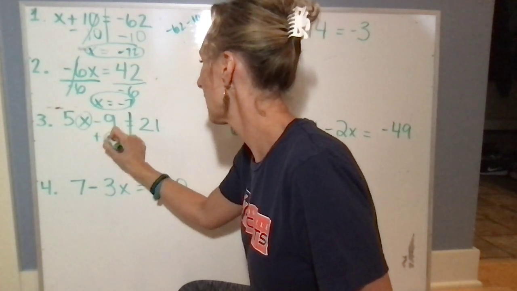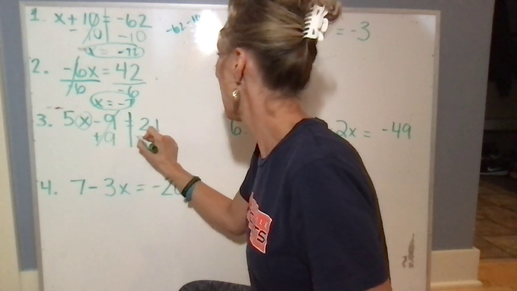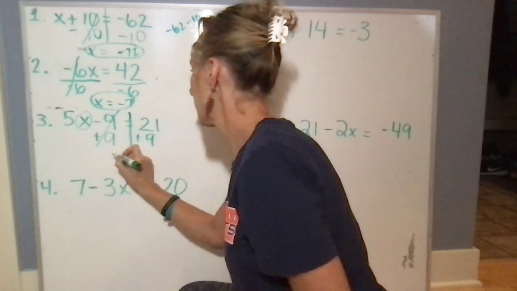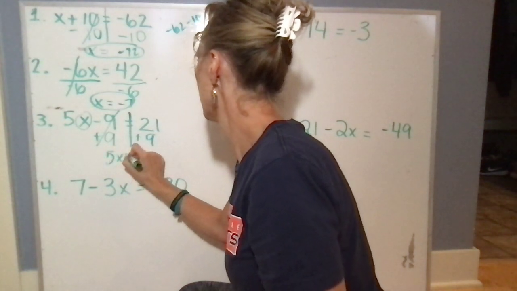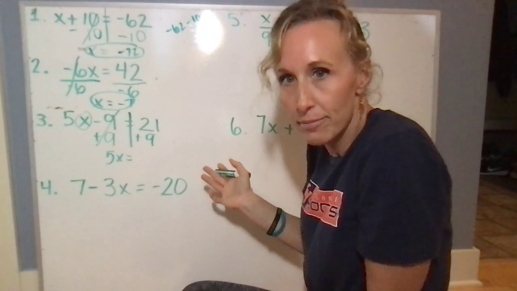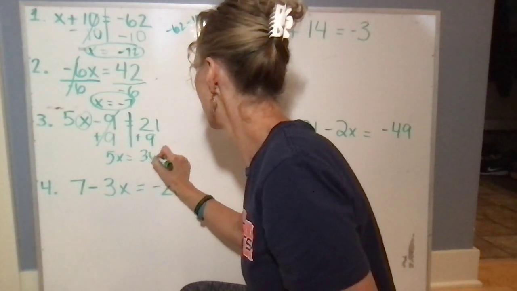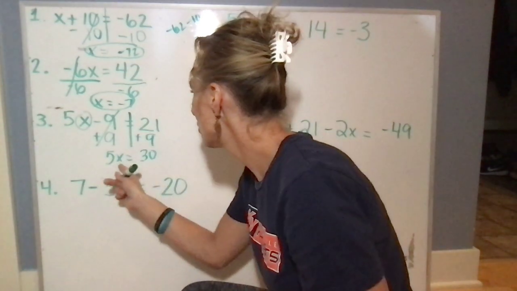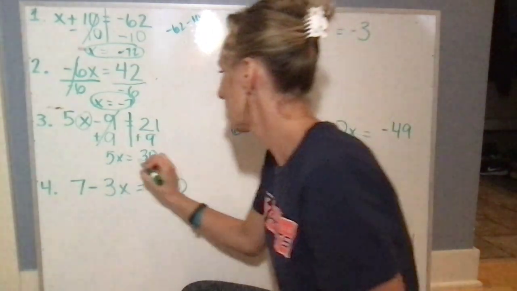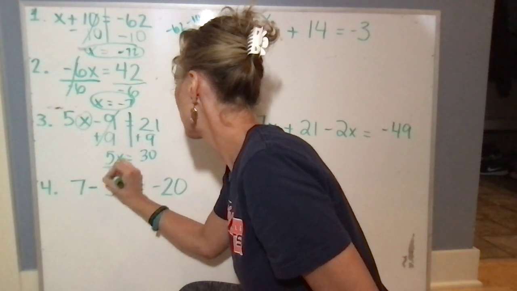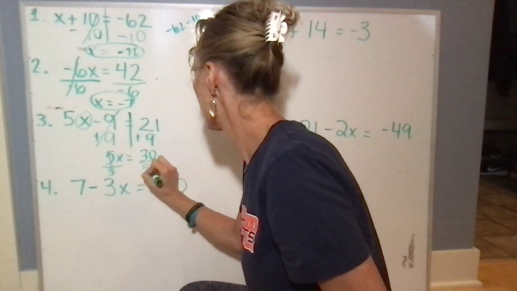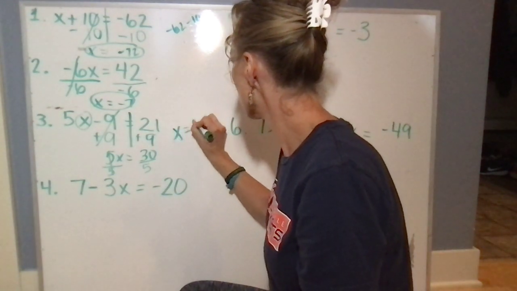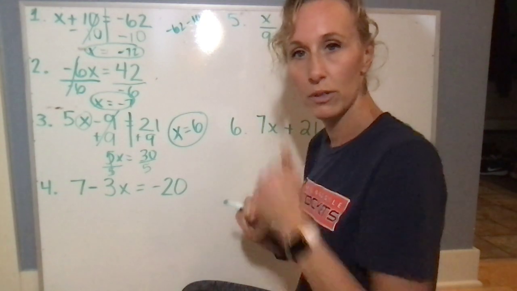So we're going to add 9. You must add it over here too. Now we bring down 5x, and this equals, what is 21 plus 9? That's 30. Now we have 5x equals 30, and the second step is to undo. This is now a multiply. To undo that multiply, we will divide. So we're going to divide by 5 here, and divide by 5 here. I'm sorry I ran out of space, but 30 divided by 5 is going to equal 6. So smart.